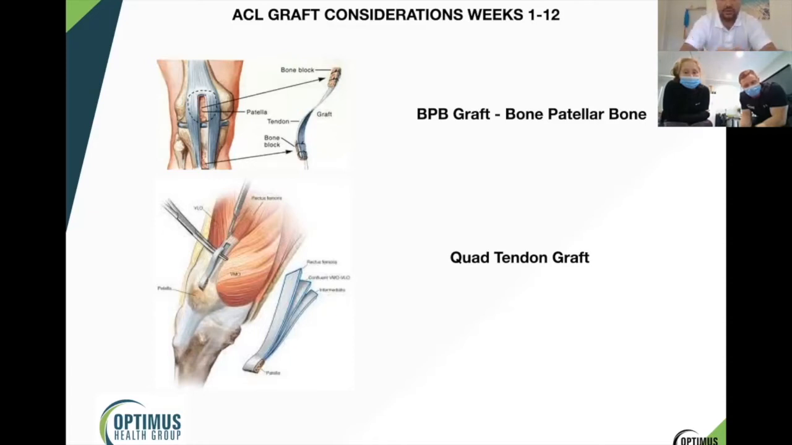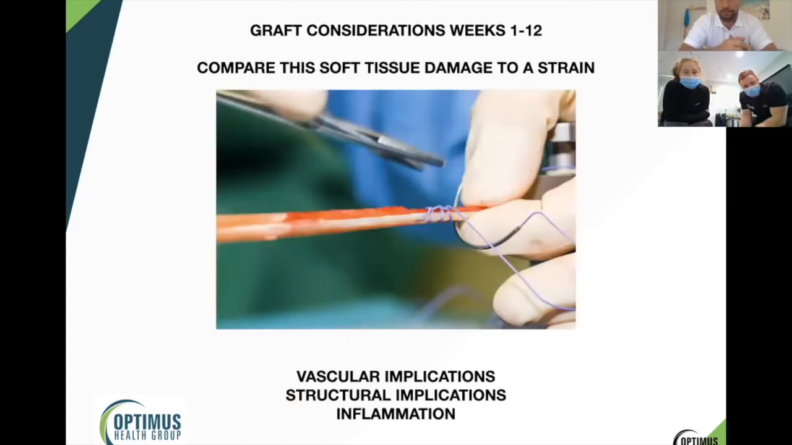All right. Having a look at this picture, let's ignore ACLs and let's ignore surgery. What if it was a bicep tendon? What if I had to cut out a tendon of the bicep and an aspect of the muscle? What vascular implications, structural implications and inflammatory implications would you have if that happened? What would you guys reckon?